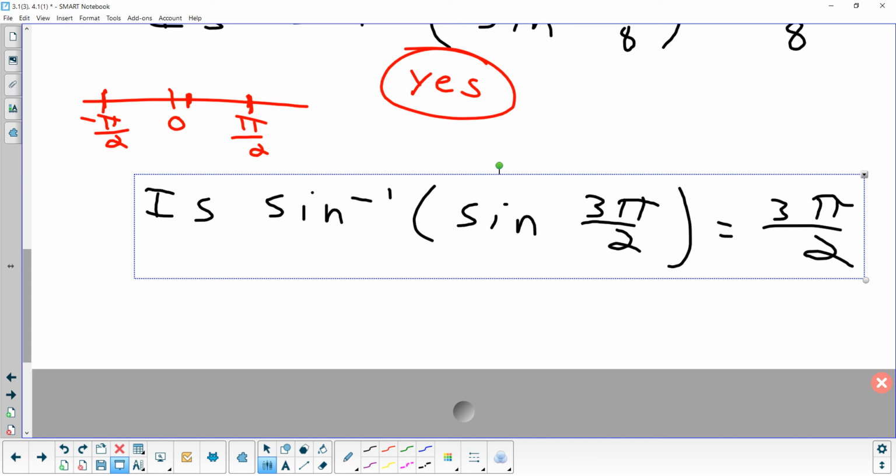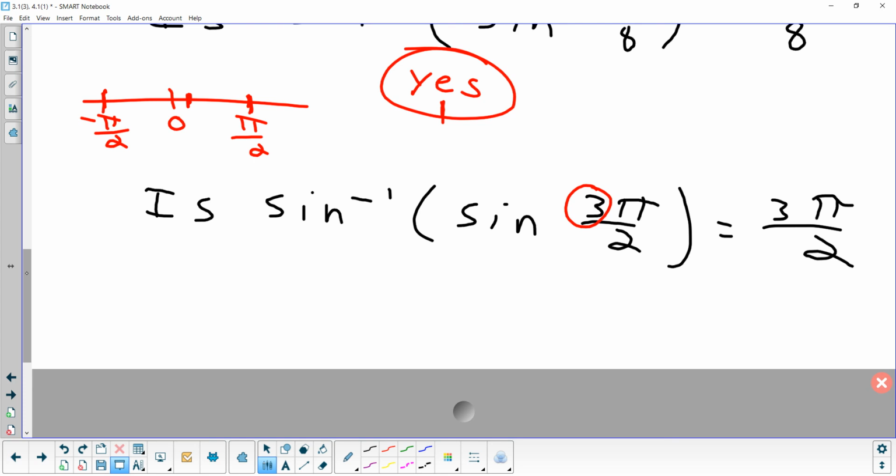This is pi over 2. This is triple pi over 2. So that's like way down here. It's 3 times bigger than pi over 2. That's way too big. That's not between negative pi over 2 and pi over 2. So the answer is no. That would not work.